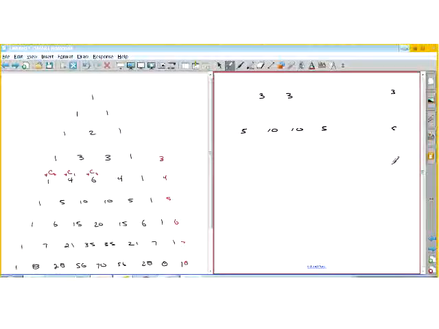And the next prime number is 7. You got 7, 21, 35, 35, 21, 7. So one thing I noticed is these are all divisible by whatever prime number it is. So 3 is divisible by 3, 5 and 10 are divisible by 5, and 7, 21, and 35 are all divisible by 7. So that would be my observation.